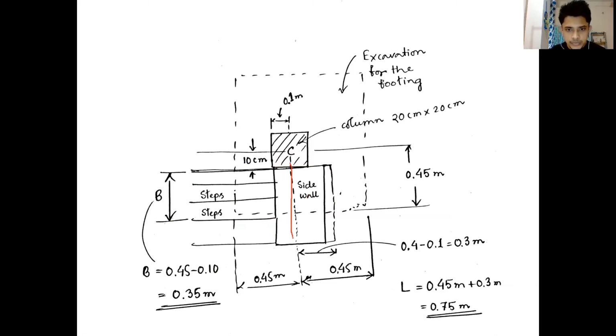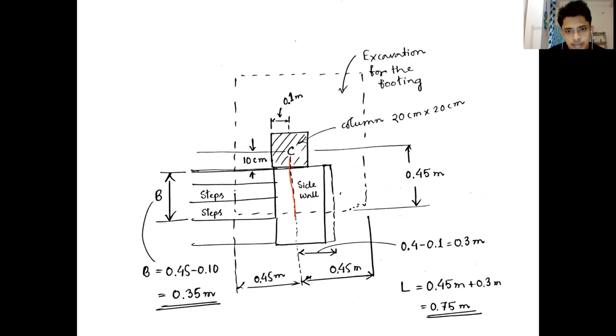From the center line of the column, we see that on one side there is 0.45 meter and on the other side 0.45 meter. Why? Because the footing is 0.9 meter by 0.9 meter. Therefore, on one side it will be 0.45 meter, no doubt. On the other side, how much is the length?